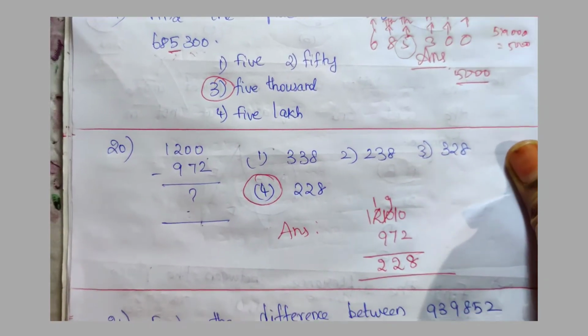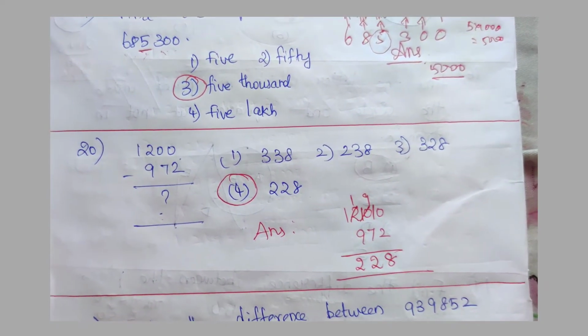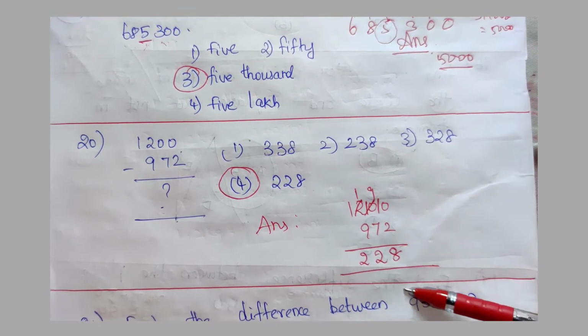Next, 20th question is a direct question. 1200 minus 972, if you are subtracting, you will be getting 228.